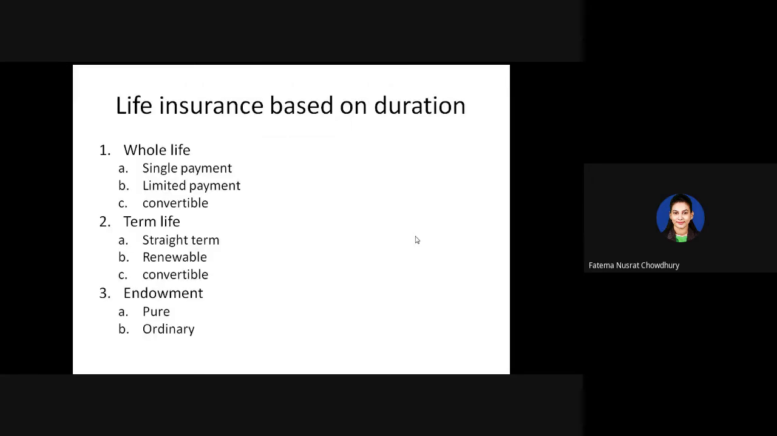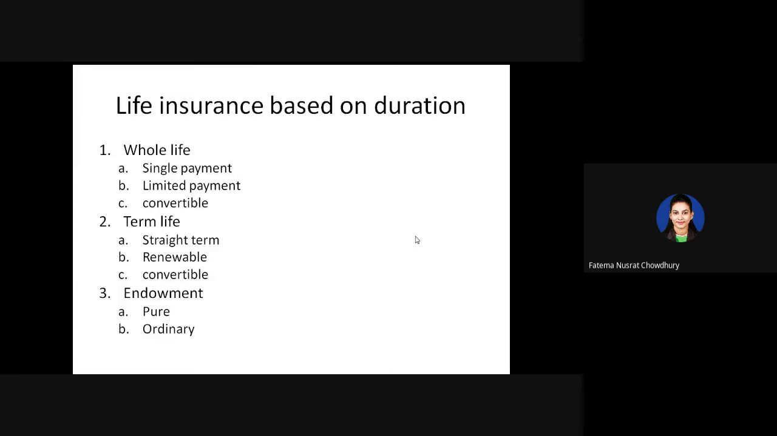And based on the duration, there are three categories of life insurance. The first one is whole life. Whenever the insured expires and the claim payment is paid back to the nominee, it is known as whole life insurance. If there is a single payment for the premium, it will be known as single payment. And limited payment is when the insured is bound to pay the premium in installments during the period.